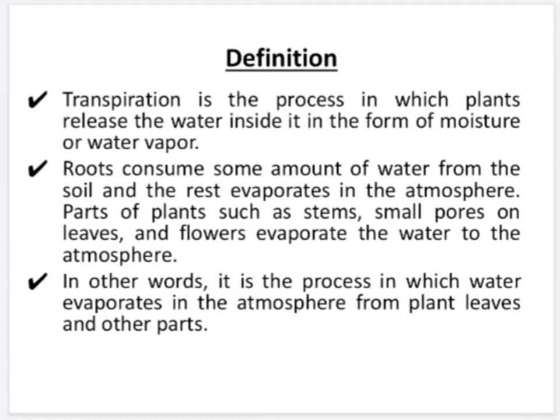Transpiration is the process in which plants release the water inside it in the form of moisture or water vapor. Roots consume some amount of water from the soil and the rest evaporates in the atmosphere. Parts of plants such as stems, small pores on leaves and flowers evaporate the water to the atmosphere. In other words, it's the process in which water evaporates in the atmosphere from plant leaves and other plant parts.